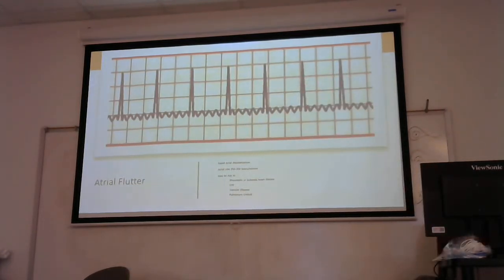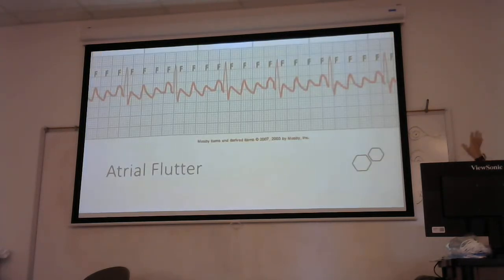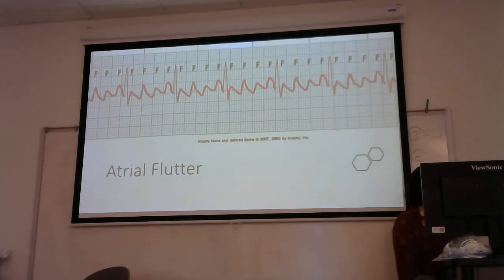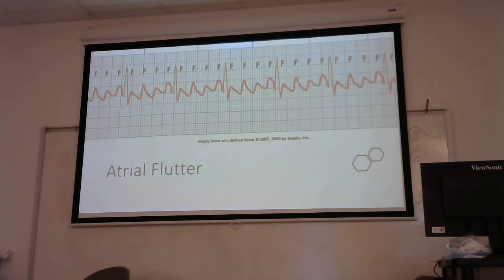Now, let's look at P waves. Do you see any P waves here? No, these are called flutter waves. Here's another example of flutter waves. All we see, all the Fs, those are all the little flutter waves. So you don't have normal P waves. You have these flutter waves, which have a sawtooth appearance, like a shark-tooth appearance.